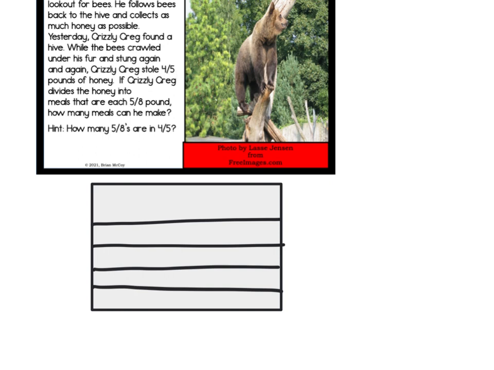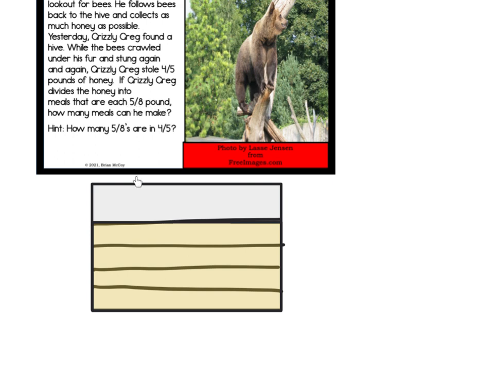So let's color in 4 of the 5 parts, and we'll color it in yellow. Same color as honey. Yummy. Love it. All right. And there you have it. 1, 2, 3, 4 out of 5, right? Now, the meals that Grizzly Greg here has are 5/8 of a pound, right?